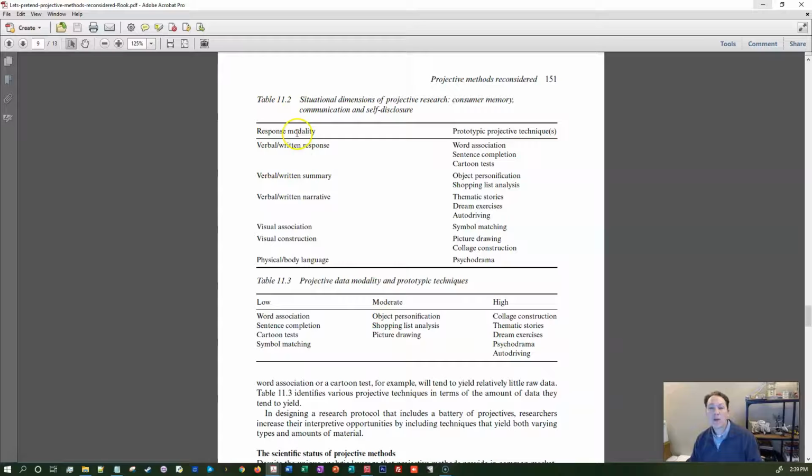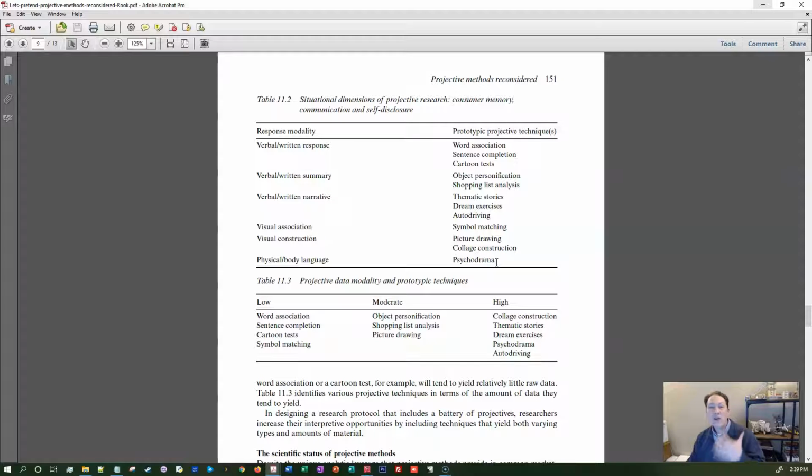One of these tables talks about, okay, if you're doing this type of survey or this type of interview or this type of data collection, use these projective techniques because they're going to be the most useful for it. So if you're doing a written response, word association, sentence completion, or cartoon tests make the most sense, right? If you're doing a written narrative, stories or dream exercises or things like that make more sense. If you're doing something more visual, symbol matching or picture drawing or collage construction can be really useful. And if you're asking people to act things out, psychodrama is really useful.